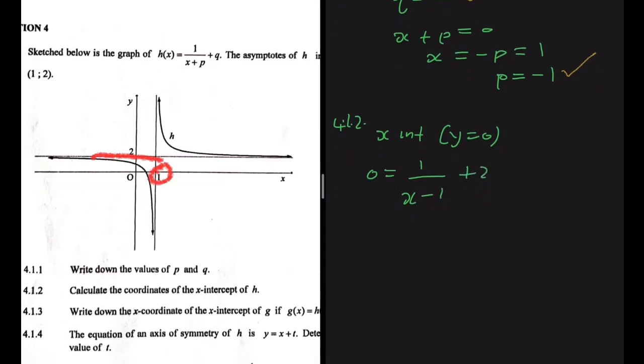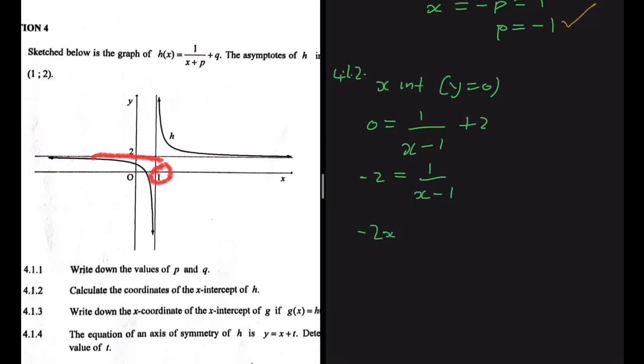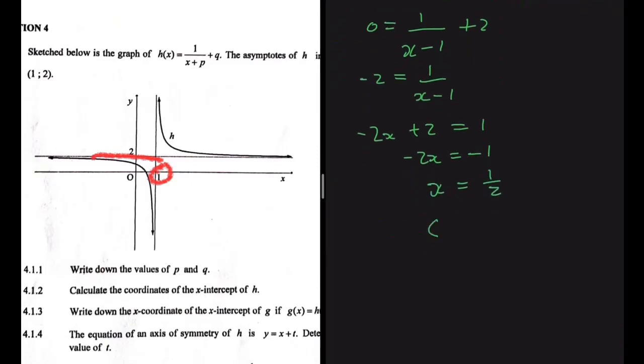So now if we take 2 to the other side, we're going to get minus 2 is equal to 1 divided by x minus 1. So minus 2x plus 2 is equal to 1. So minus 2x is going to be equal to 1 minus 2, that will be minus 1. So x is equal to 1 divided by 2. So our coordinate is 1 divided by 2 and 0.